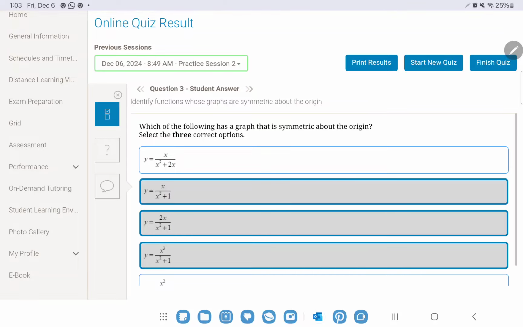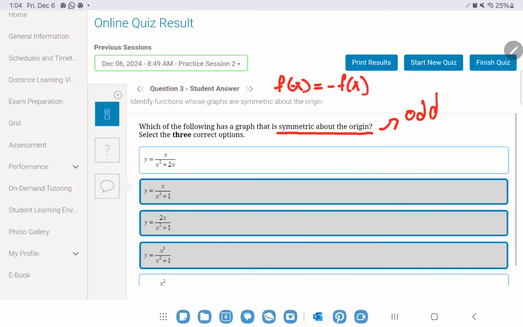Now, okay. Which of the following has a graph that's symmetric about the origin? Whenever they tell you symmetric about the origin, it only means one thing. When it's symmetric about the origin, it means that it's an odd function. And what's an odd function? An odd function is a function where f of negative x equals negative f of x.